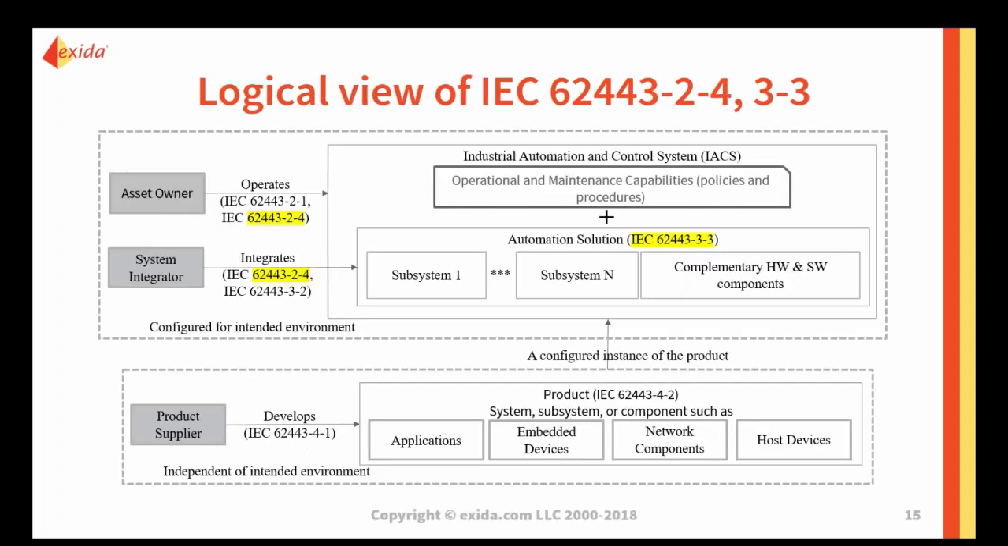When we try to look at how the different portions of the IEC 62443 series work together, sometimes it's helpful to have a logical view and take a look at how the different groups work together. And so there are three main groups identified. The first is the product supplier. And so this would be the OEMs who are actually developing individual pieces of equipment or services that systems that are designed to work together.